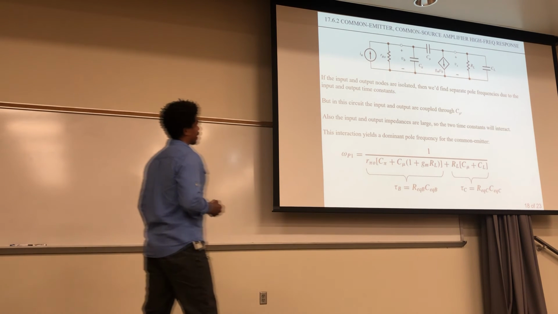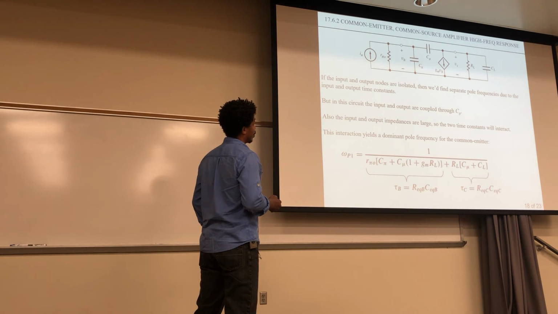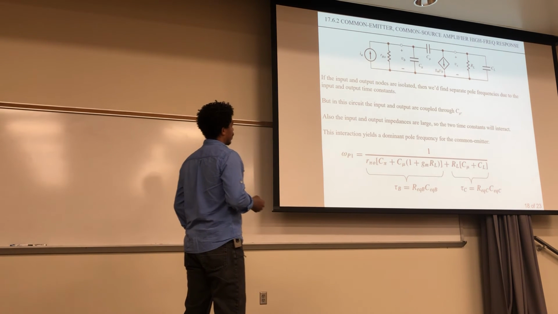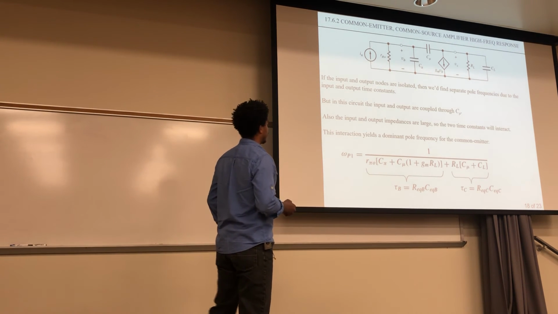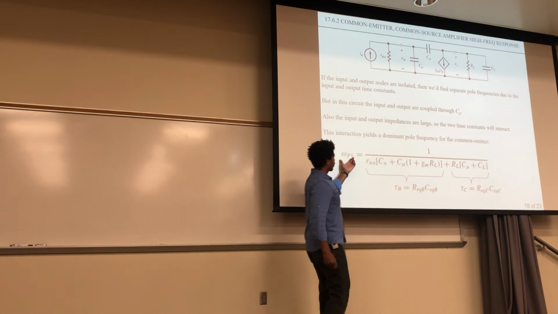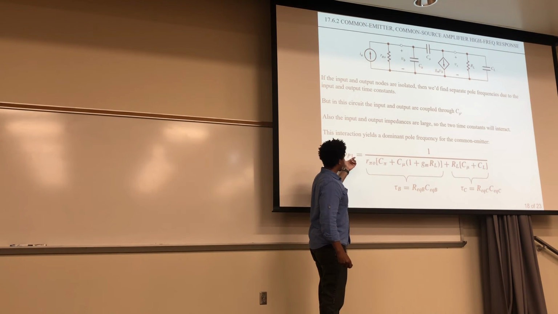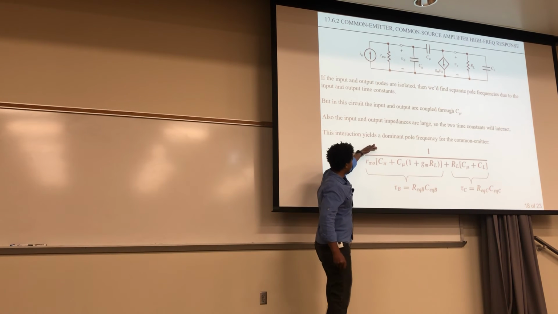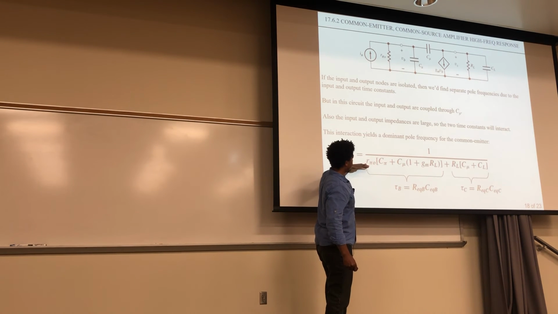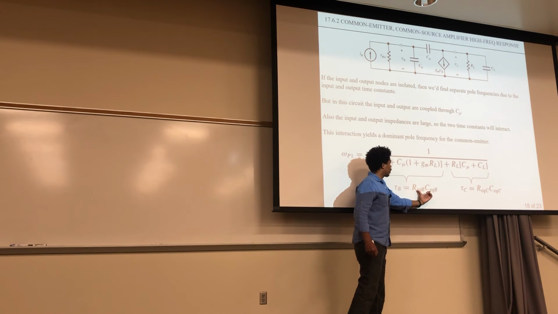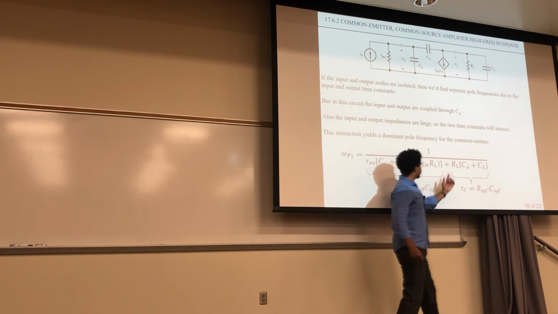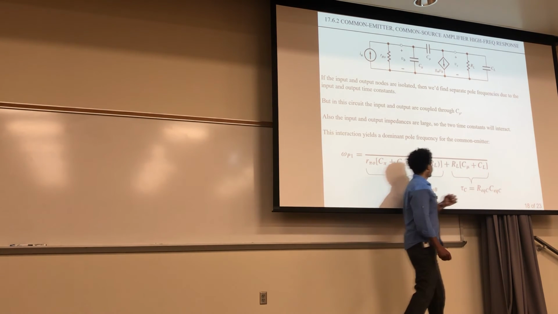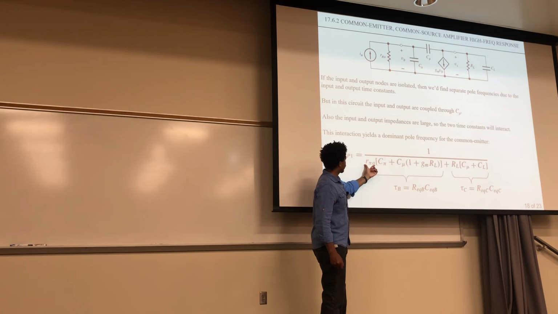And also it says here that the input and output impedances are large, so the two time constants will interact. And so that's going to yield a dominant pole frequency that looks like this, right? So it's like this dominant pole frequency is 1 over the sum of these RCs. And so remember, here's the RC we computed first, plus the other RC we computed second. And so here's the equivalent R.